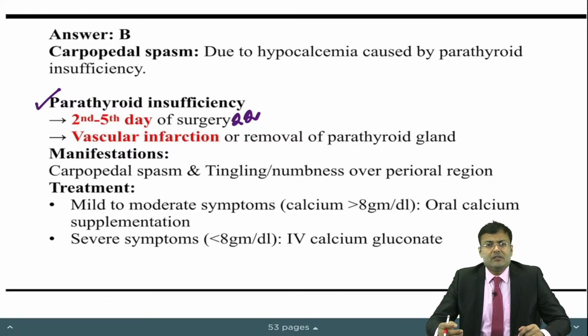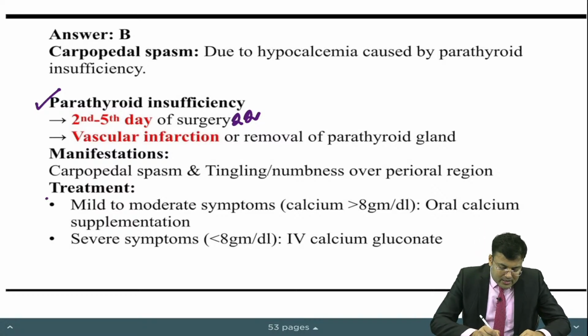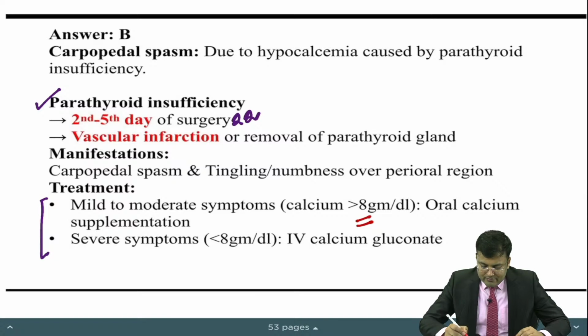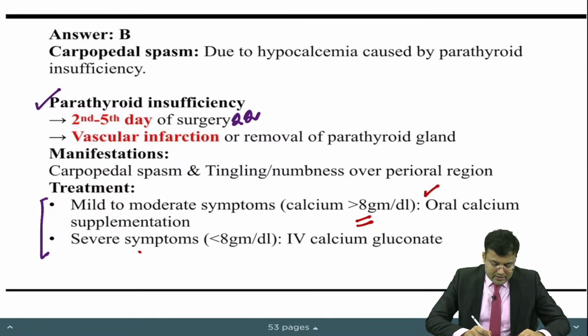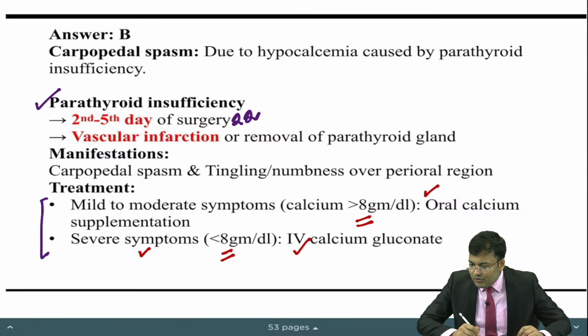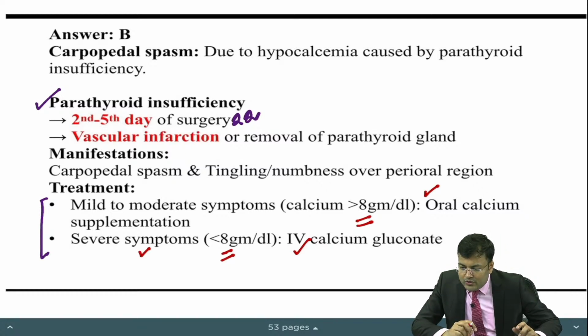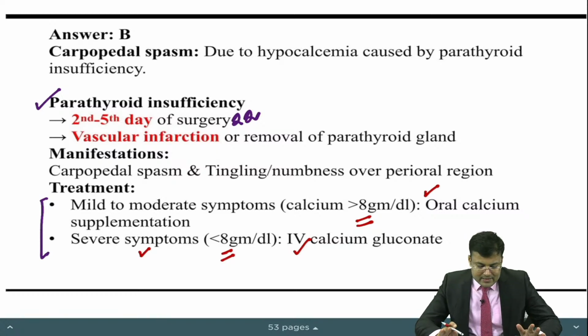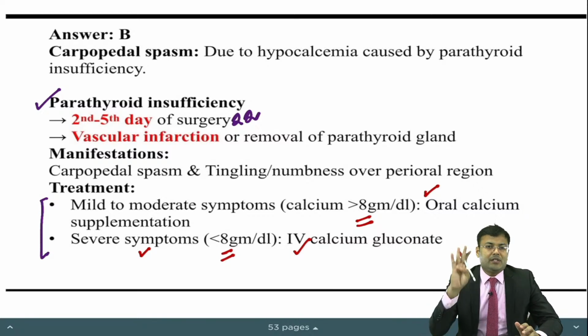What will be the manifestation? Patient can have carpopedal spasm, there is tingling, there is numbness. Sometimes they ask you how to manage. So if there is mild to moderate symptom, calcium level more than 8 gram %, we give oral calcium supplementation. Severe symptoms or the calcium level is less than 8 gram %, we give IV calcium gluconate. Yes. So Sujit, Trozyucine, very good. Hypocalcemic tetany, Manjunath, carpopedal spasm, Mohan Singh. Yes, everybody is correct. So correct answer was B. The patient was having carpopedal spasm because of parathyroid insufficiency.